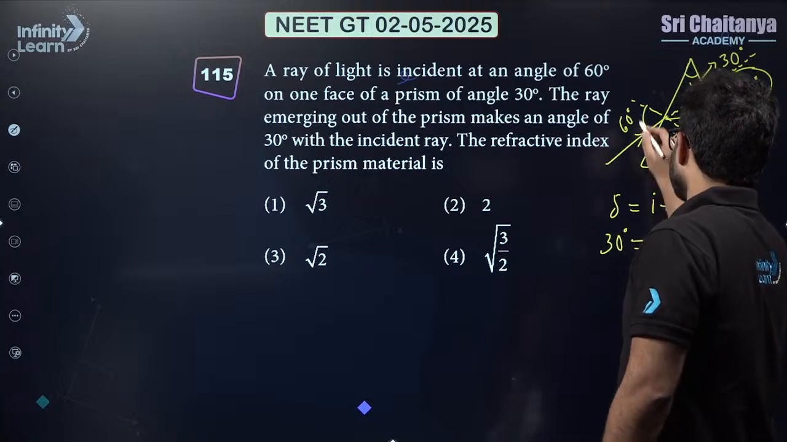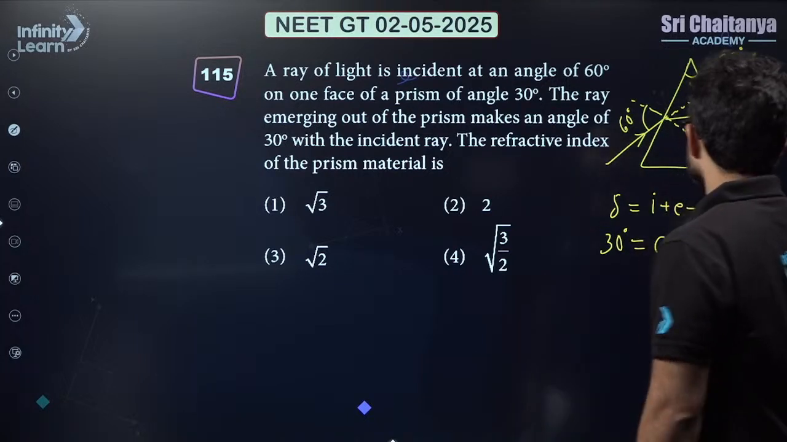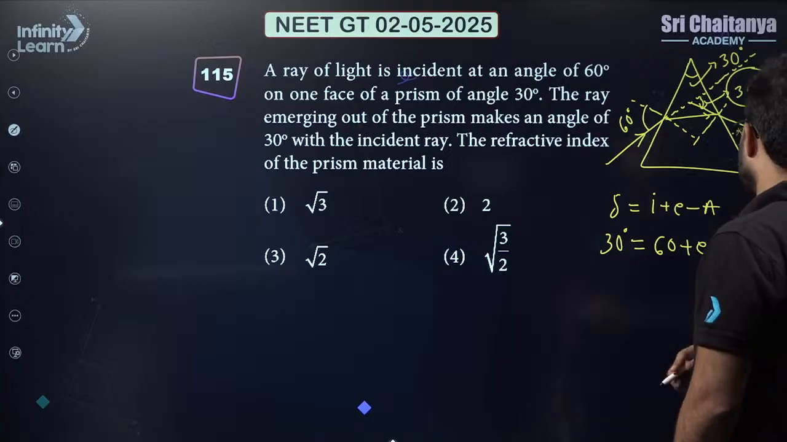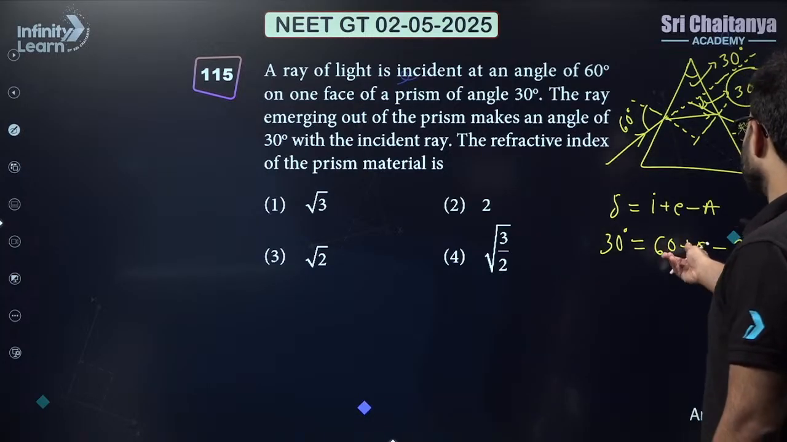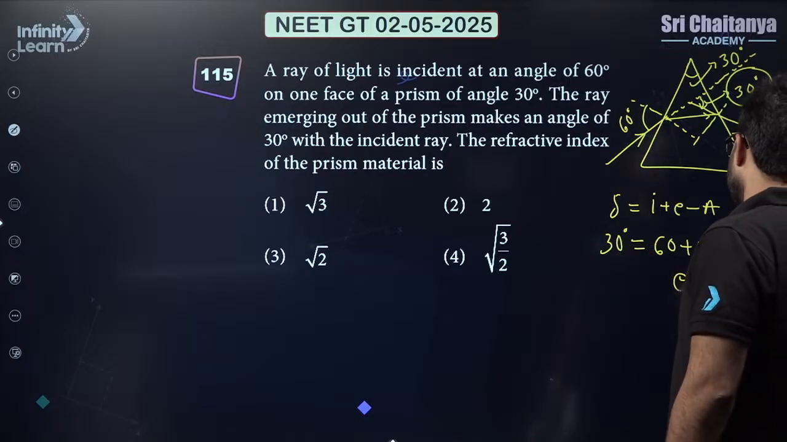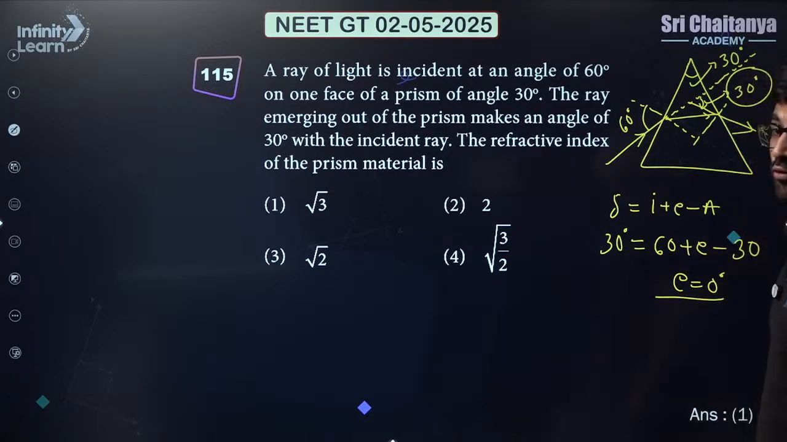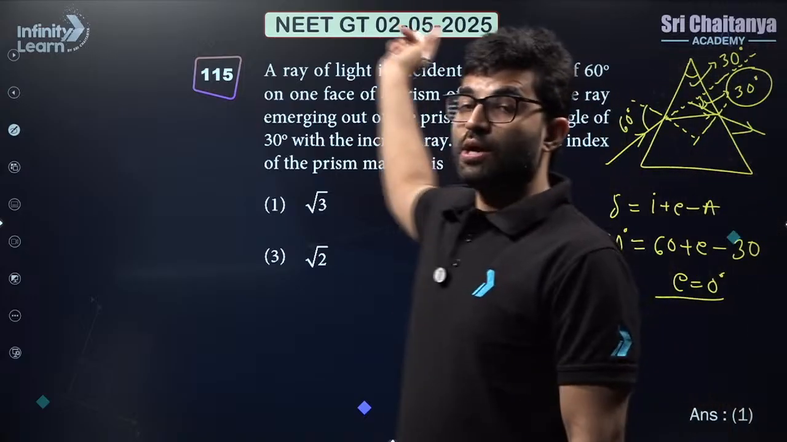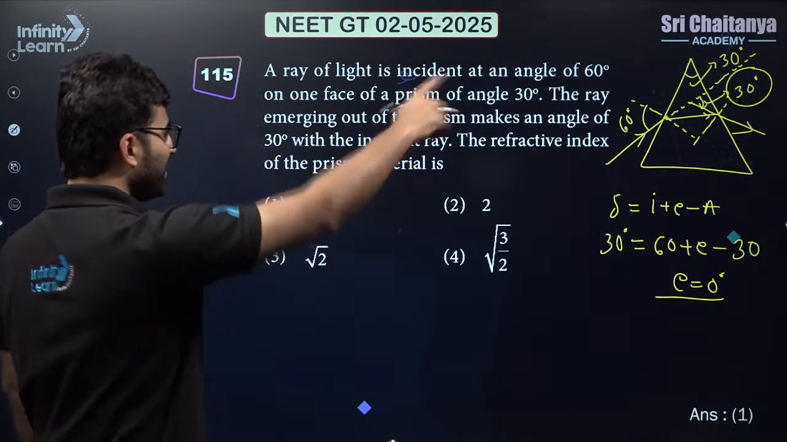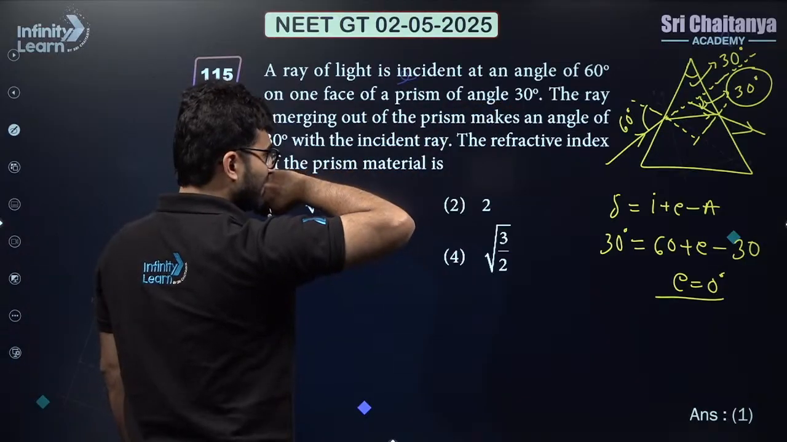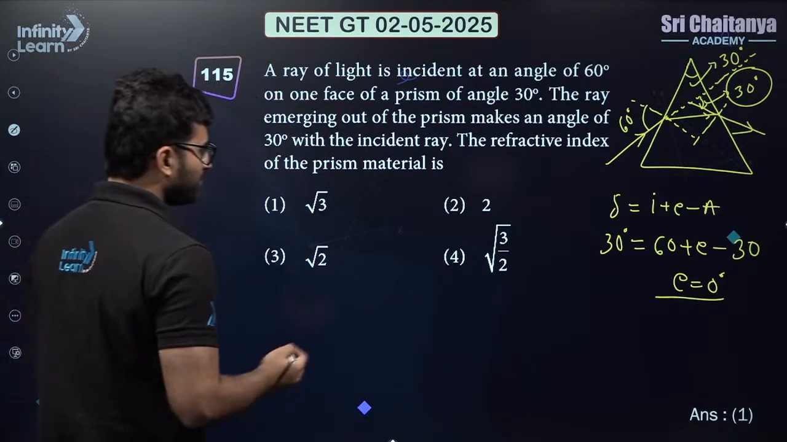That is equal to I. I is 60. E minus A. What is A? A is 30. So from here, can I calculate the angle of emergence? So you can see that angle of emergence will come out to be 0, which means that the ray is incident perpendicularly on the other part, right? So I'm redrawing this diagram once again, and I'll show you how this diagram should be actually drawn.